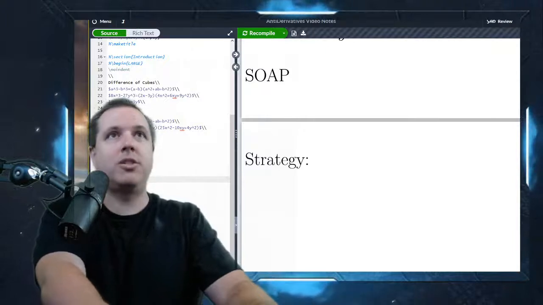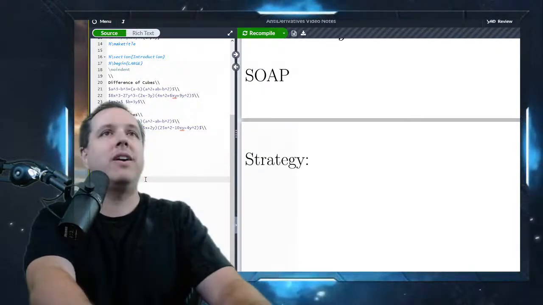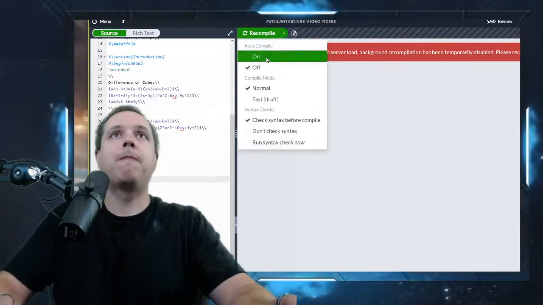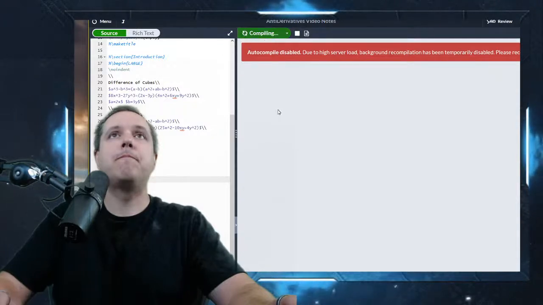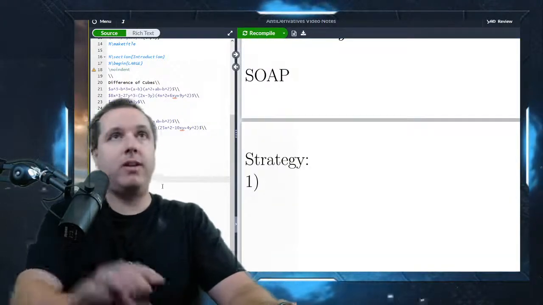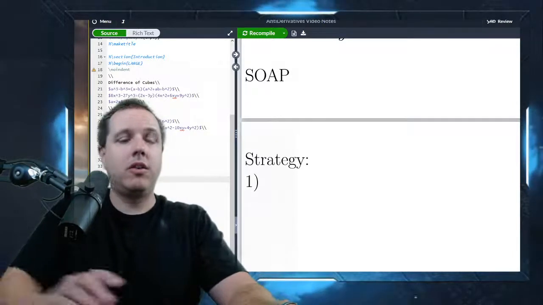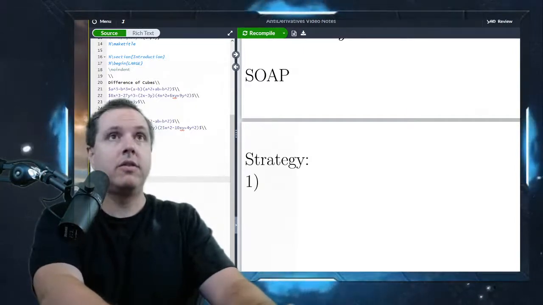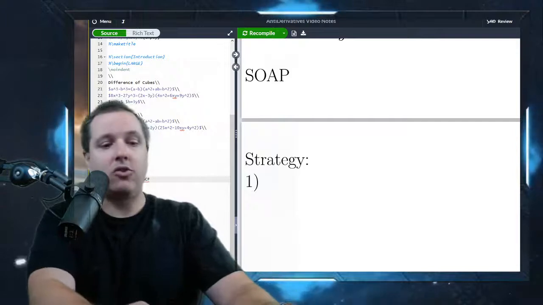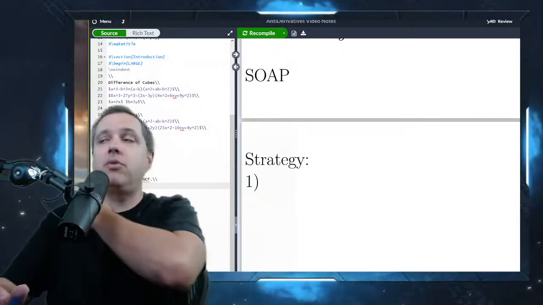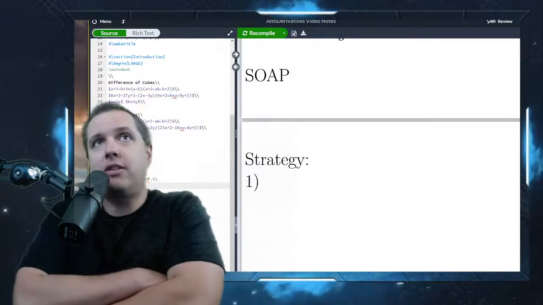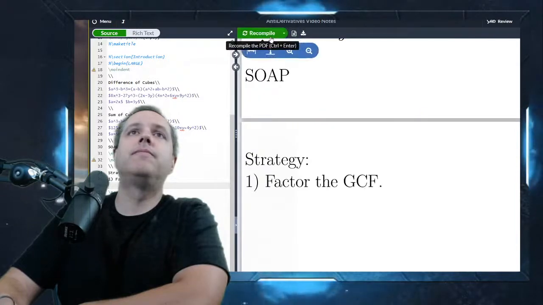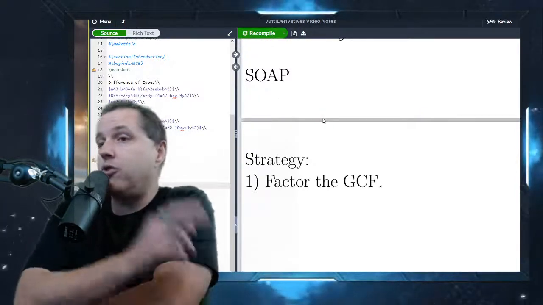Step 1, I'm just going to use a 1. There we go, even better. Okay, step 1, you're going to factor the greatest common factor. That is always step 1 in these problems, right? Factor out the greatest common factor. It's always step 1. There's 2 reasons why it's step 1.